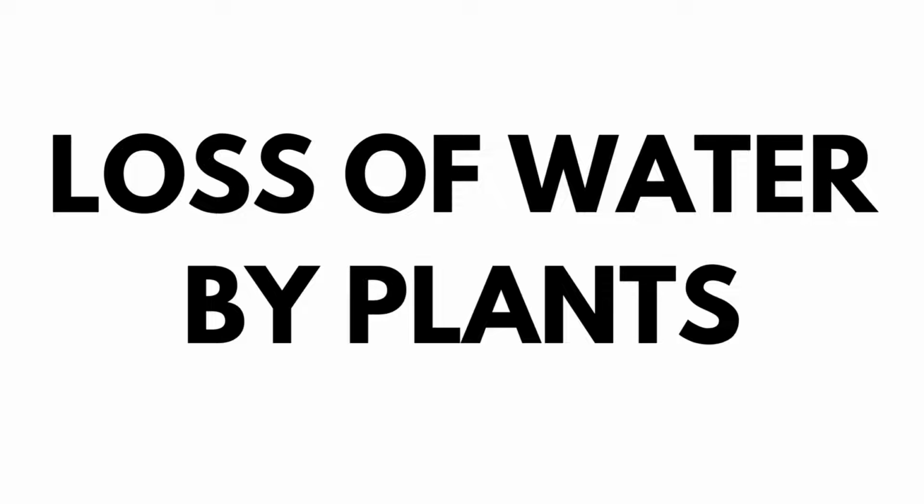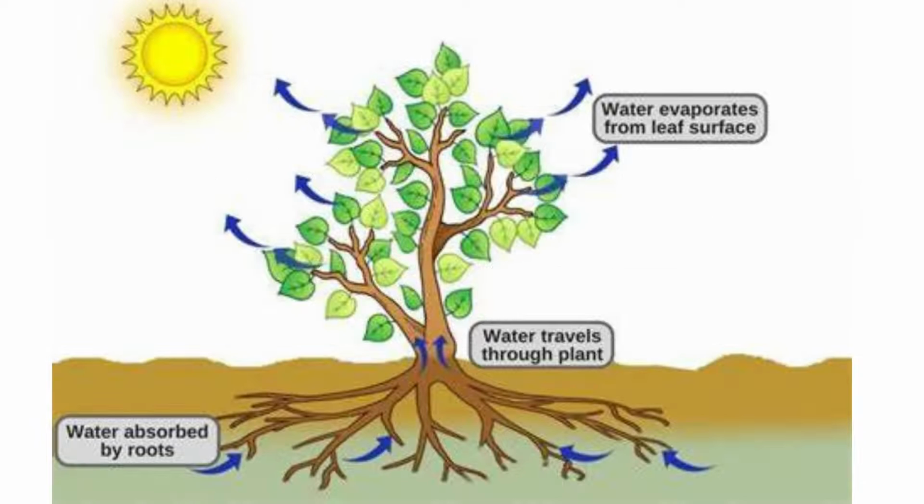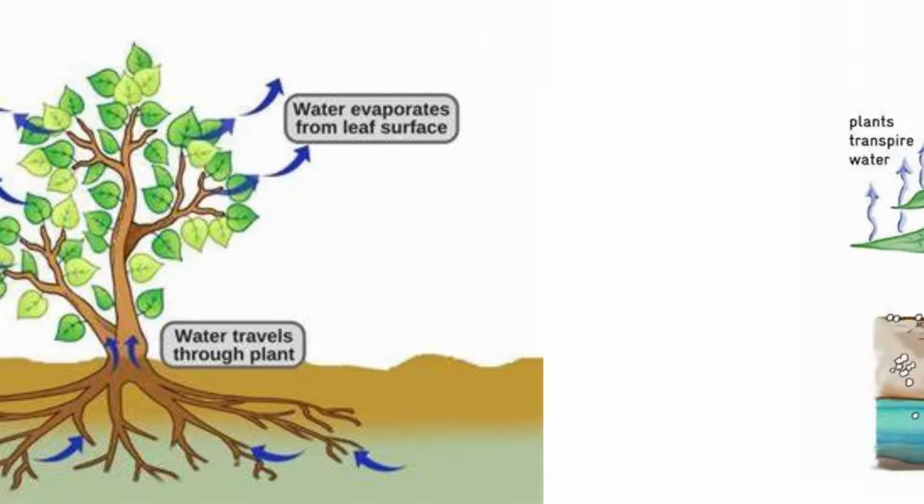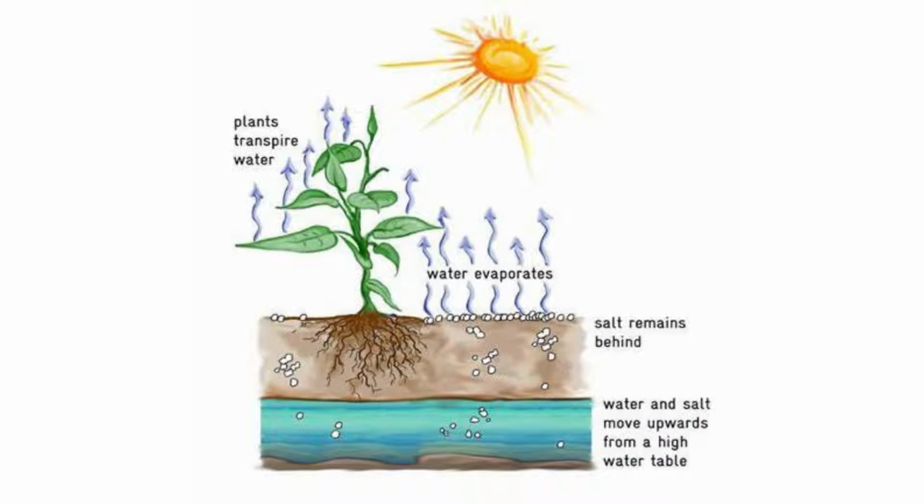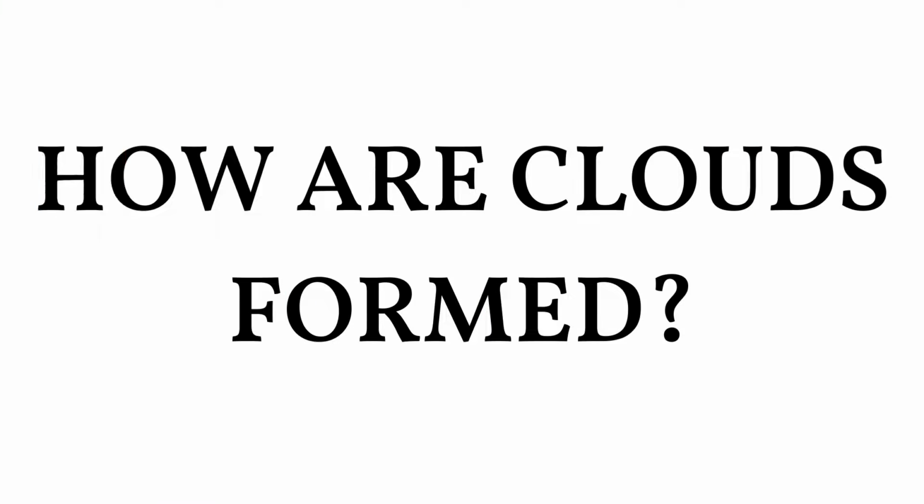Loss of water by plants. We have learned that plants need water to grow. Plants use a part of this water to prepare their food and retain some of it in their different parts. The remaining part of this water is released by the plants into the air as water vapor through a process of transpiration.